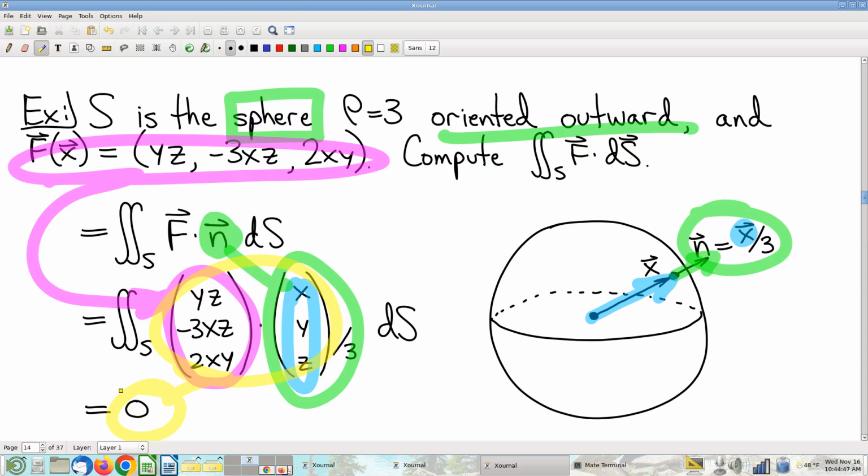Yes? Is that small n always equal to x divided by 3? Always is a dangerous word for mathematicians, right? So it is in this case that we have a sphere centered at the origin radius 3. What I can say is that when you have a sphere, that's important. It's got to be a sphere. The normal vectors are always orthogonal to radii, right? It's because it's centered at the origin that the radius happens to also be the position vector. Does that make sense?